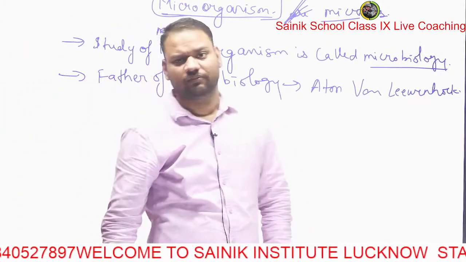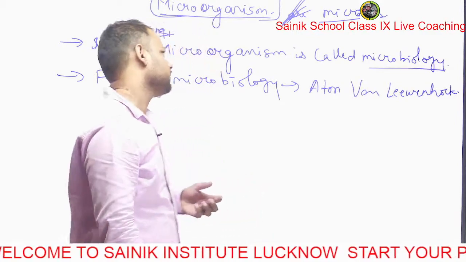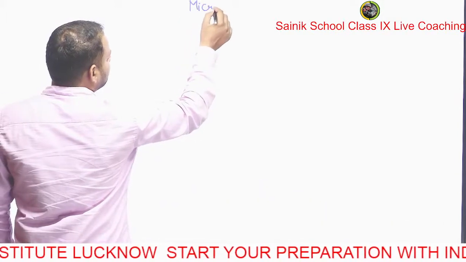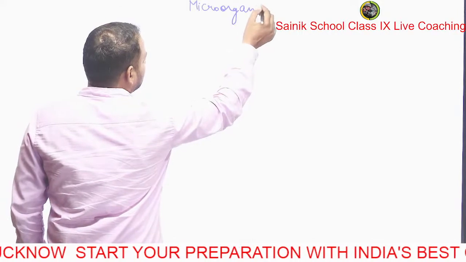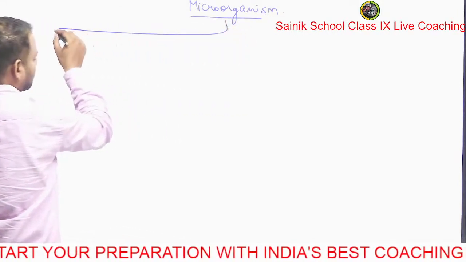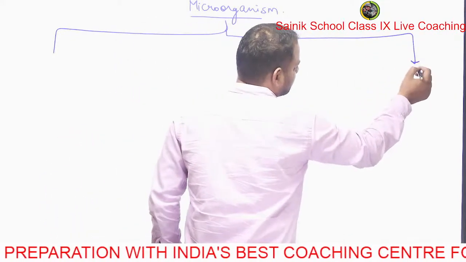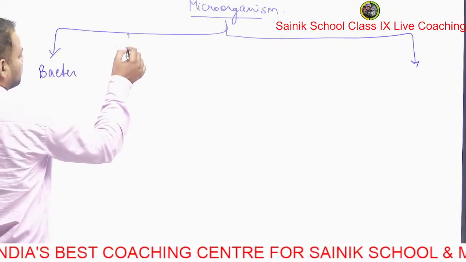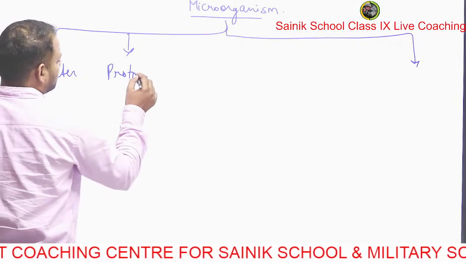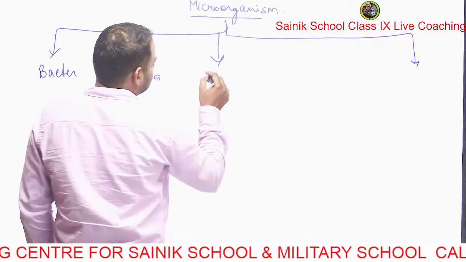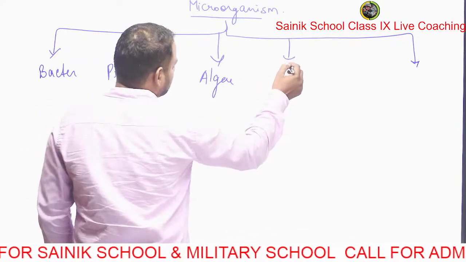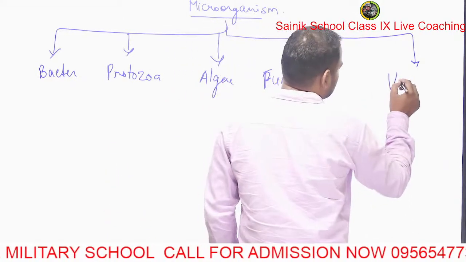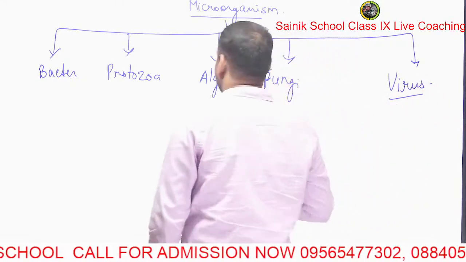Now, there are different categories of microorganisms. Let's see. First one is bacteria. Second one is protozoa. Third one is algae. Next one, fungi. And last one is virus. We will discuss all of them one by one.